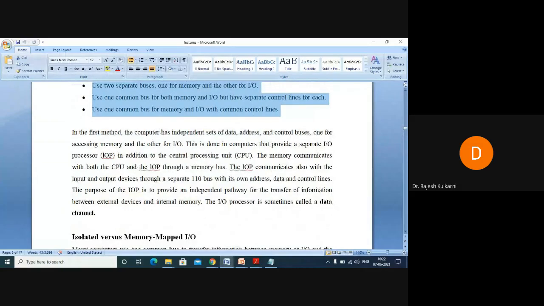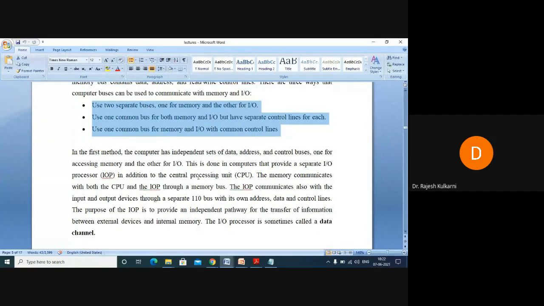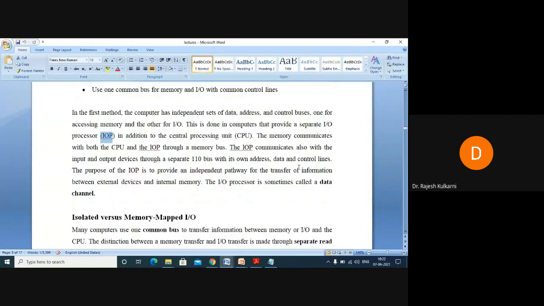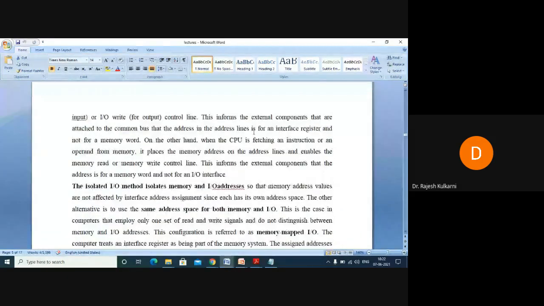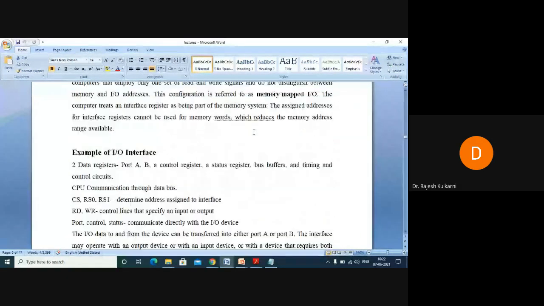Now, in the first case where you have separation of memory and IO bus, we said there is a need of an IOP, that is input output processor, along with the CPU. We said that this IO processor is also called a data channel. Then we mentioned the difference between isolated versus memory mapped IO. Isolated, this we had taken twice.